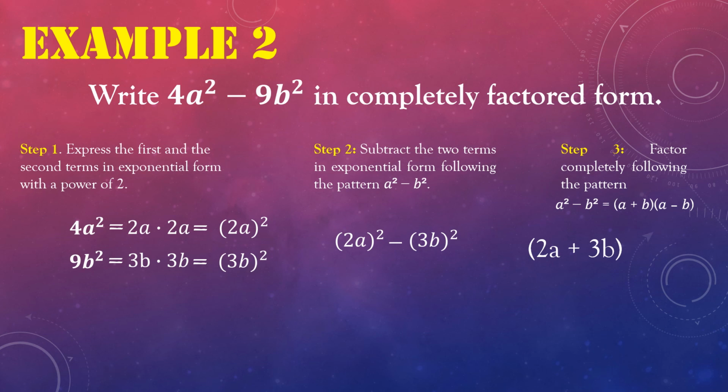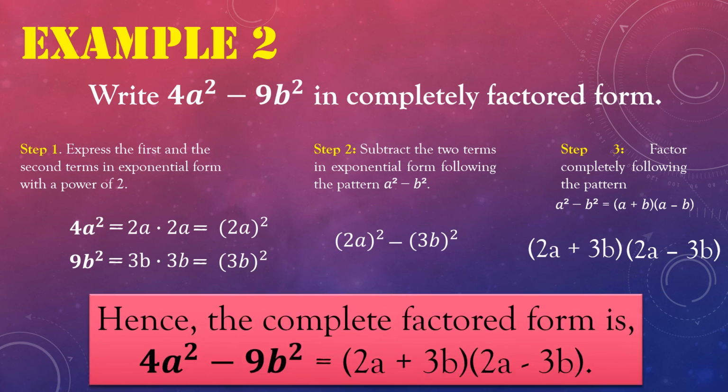So the factors are 2a in the first term plus 3b for the second term, and then 2a for the first term minus 3b for the second term. Hence, the complete factored form of 4a squared minus 9b squared is equal to 2a plus 3b times 2a minus 3b.